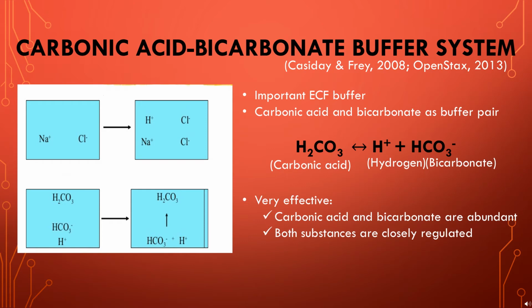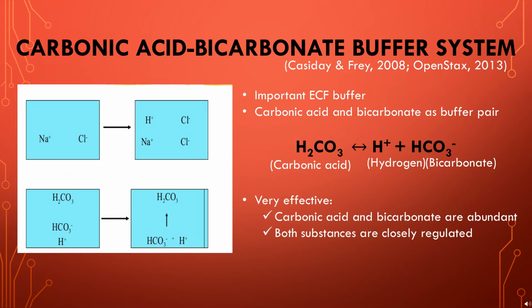One of the most important buffer systems existing in the extracellular fluid that helps maintain constant hydrogen concentration levels is known as the carbonic acid bicarbonate buffer system. Carbonic acid and bicarbonate are considered a buffer pair because both substances are involved in a reversible reaction. Carbonic acid dissociates to yield free hydrogen and bicarbonate, while bicarbonate can chemically bind to hydrogen to form carbonic acid.